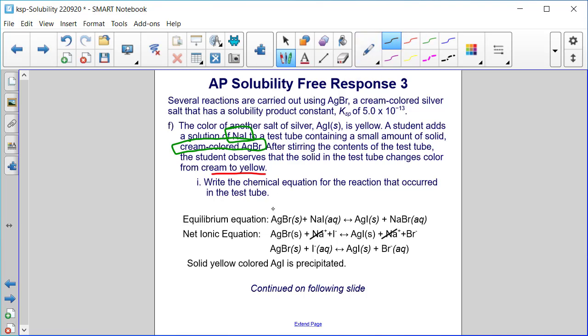Right, so this is cream. And this is yellow. Right? And then we're left with sodium bromide in the solution. So we can separate the aqueous into its ions. And we can eliminate our spectator ion, our sodium, and we get this net ionic equation. And what we precipitate out is this solid yellow-colored silver iodide.